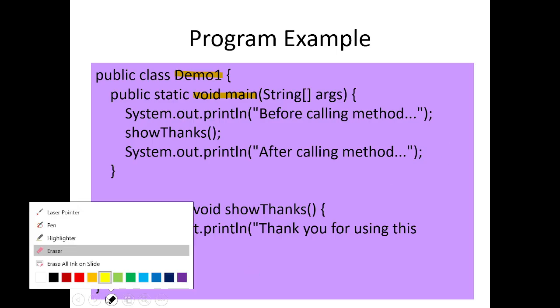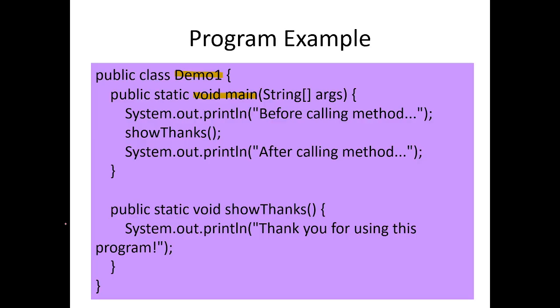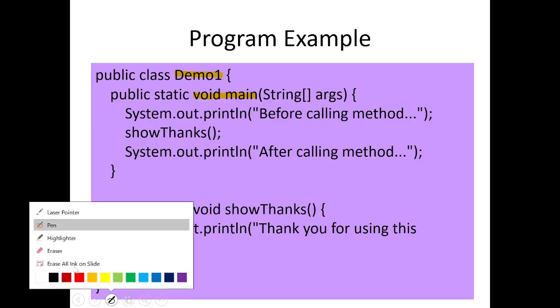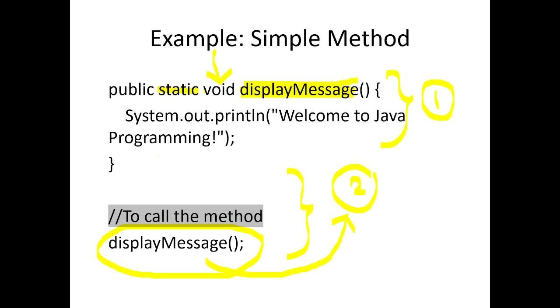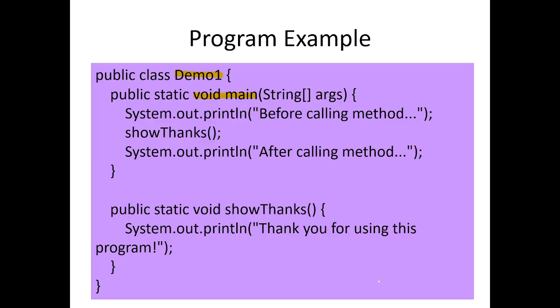In the previous slide, I showed your method first, then your main structure was number 2. For the current slide, your main method is first. This is number 1, then your method named showThanks is number 2. There is no issue, but the main point is that you need to know how the compiler will do the task.